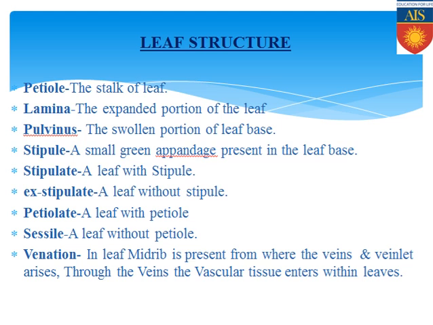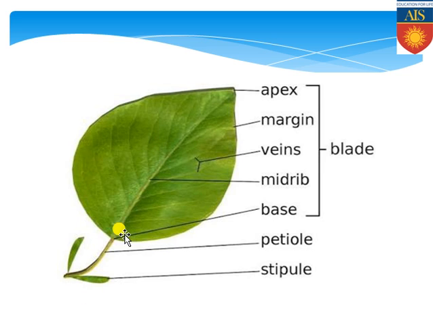Stipule. Stipule is a small green appendage present at the leaf base. You can see, this is the entire leaf, and at the base of the stalk, that is the petiole, there is a special type of small leaf-like structure present, and for that reason it is commonly known as stipule. Okay, so stipule is present at the leaf base, and these are small leaf-like structures.